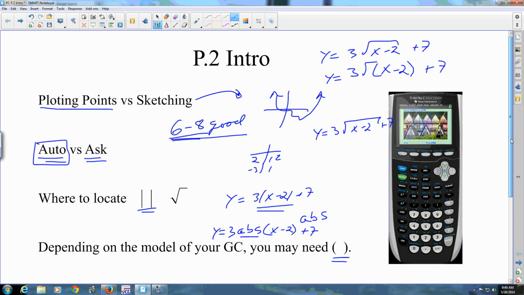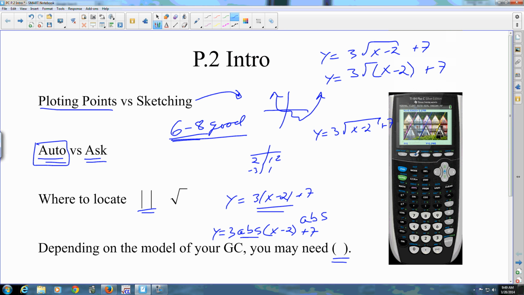I wish I had an interactive calculator that I could use in the Smart Notebook, but I don't. So if you have questions, feel free to ask. But again, you're plotting points. You're not sketching. You're not freehanding it.